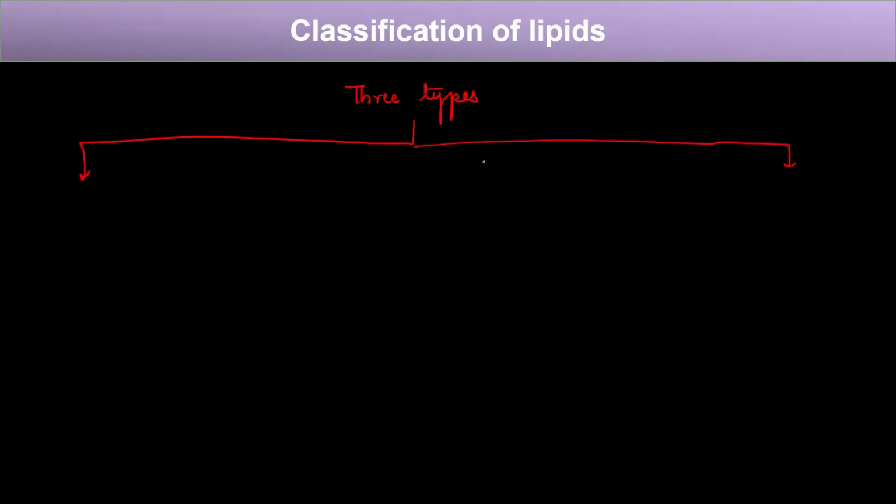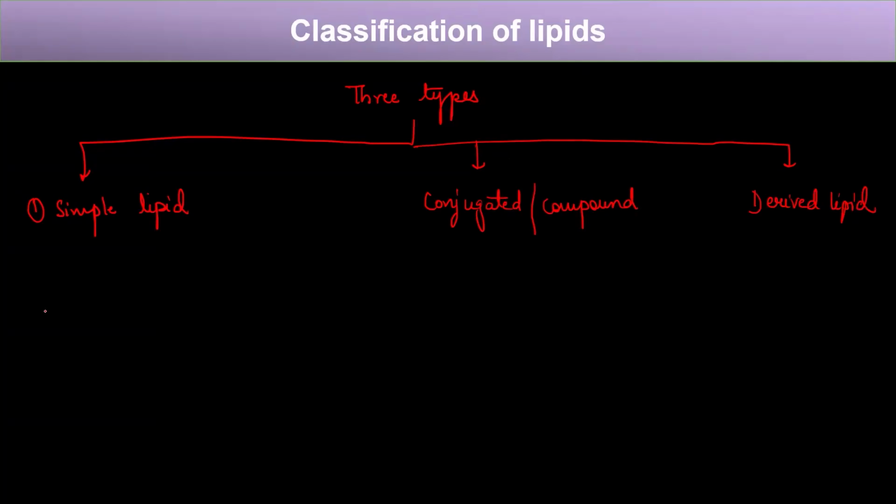So the lipids are classified into three types. The first type is simple lipid. The second type is called conjugated or compound lipid. And the third is called derived lipid.